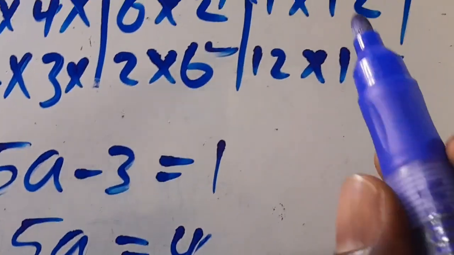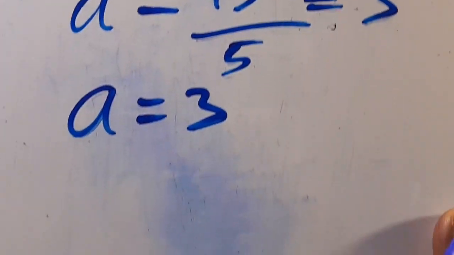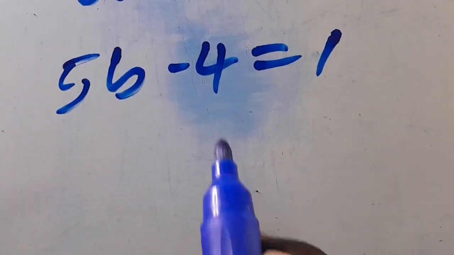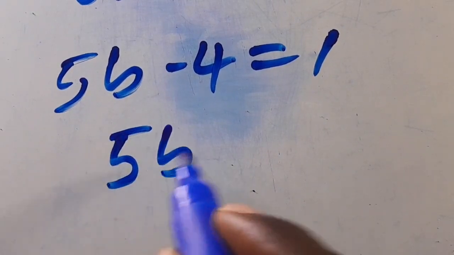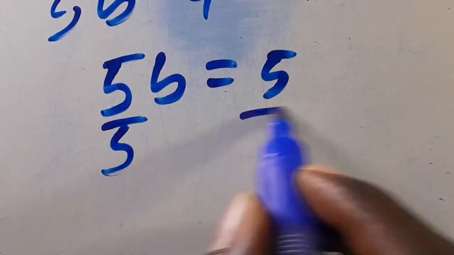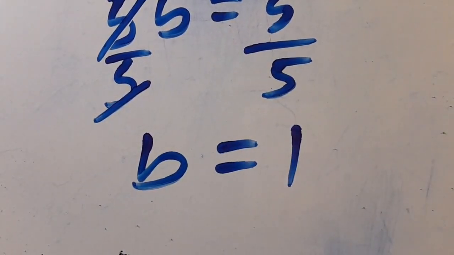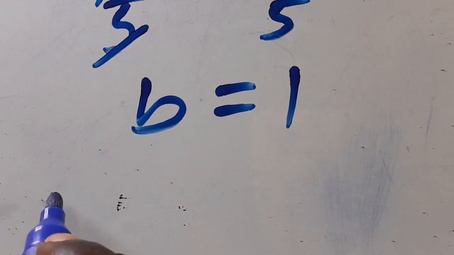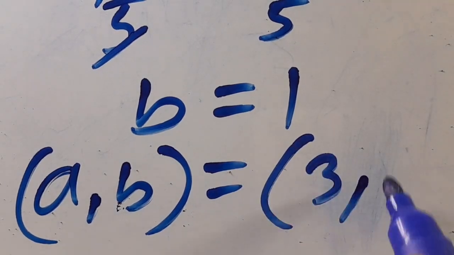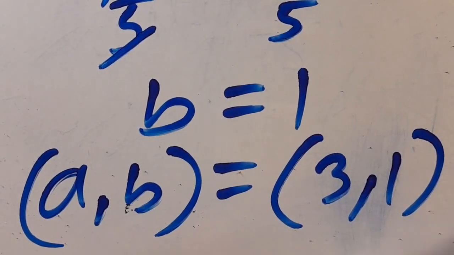Likewise, 5b minus 4 will be equal to 1. So we are going to have 5b minus 4 to be equal to 1. So taking this one to the other side, we're going to have 5b to be equal to 5, 1 plus 4. Dividing through by 5, this will cancel this. We have our b to be equal to 1. So therefore, we also have another solution, a comma b equals, our a is 3, then our b is 1. That is if we consider the positive integers.